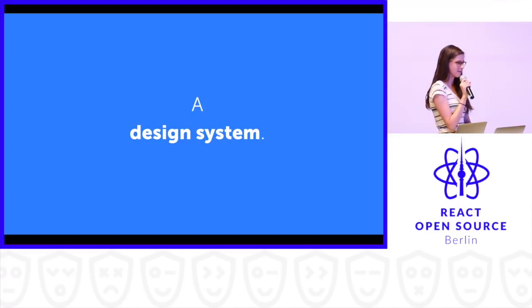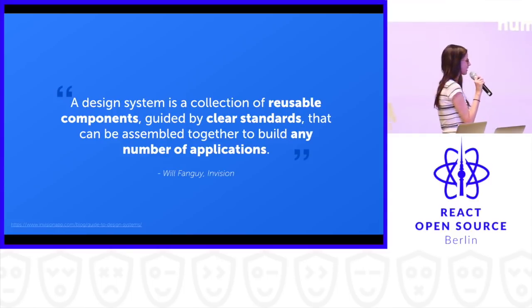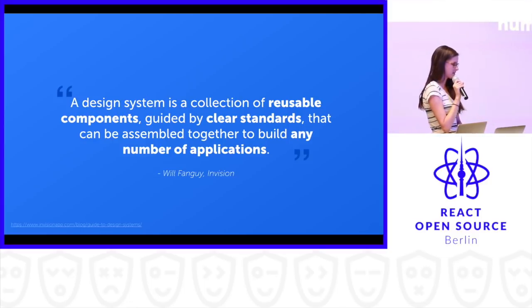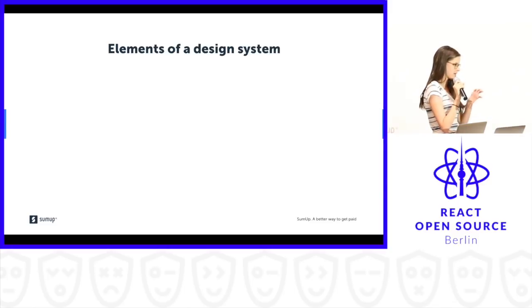Specifically, that a design system was going to help us with some of these problems. So I really like this quote from the InVision blog, which says, a design system is a collection of reusable components with clear standards that can be assembled together to build any number of applications. So with this, let's look at some of the smaller bits that make up a design system.